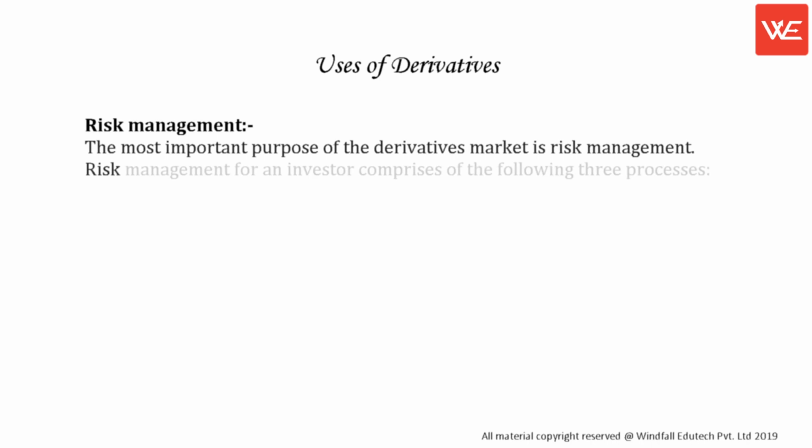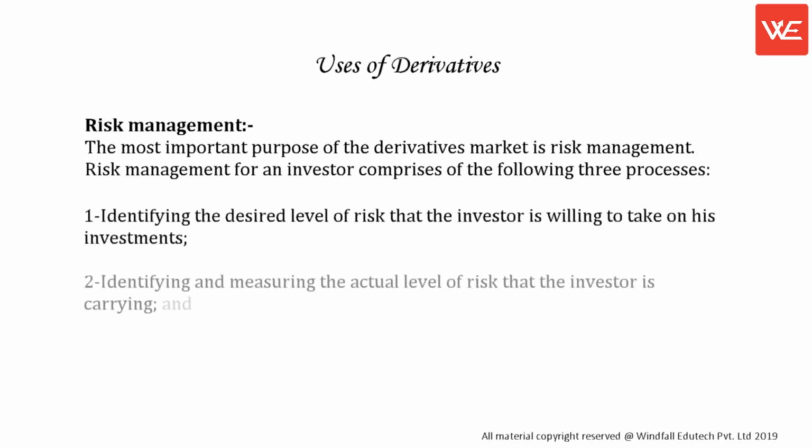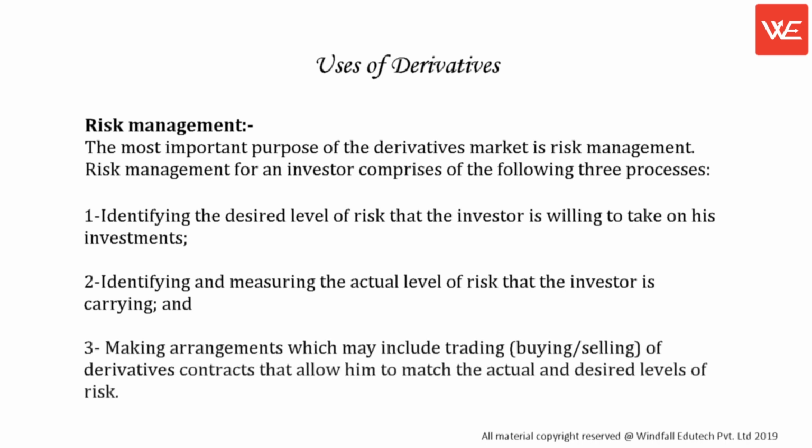Uses of derivatives. Risk management. The most important purpose of the derivatives market is risk management. Risk management for an investor comprises the following three processes. 1. Identifying the desired level of risk that the investor is willing to take on his investments. 2. Identifying and measuring the actual level of risk that the investor is carrying, and 3. Making arrangements which may include trading, buying, selling of derivatives contracts that allow him to match the actual and desired levels of risk.